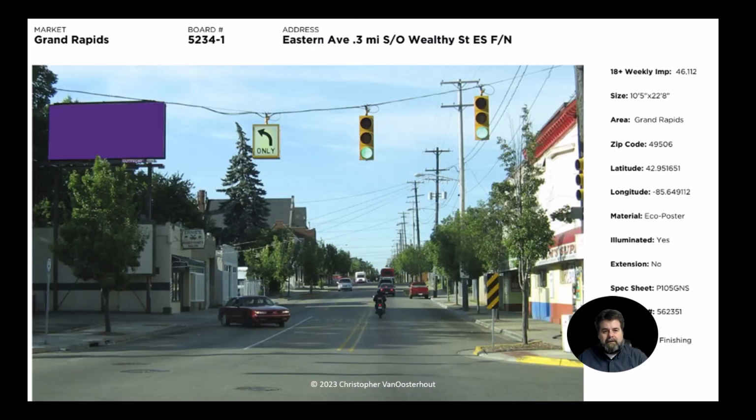Just something to consider. Now here's a more urban environment, and we'd seen a couple earlier, not on an interstate, not on a divided highway, about 46,000 impressions.